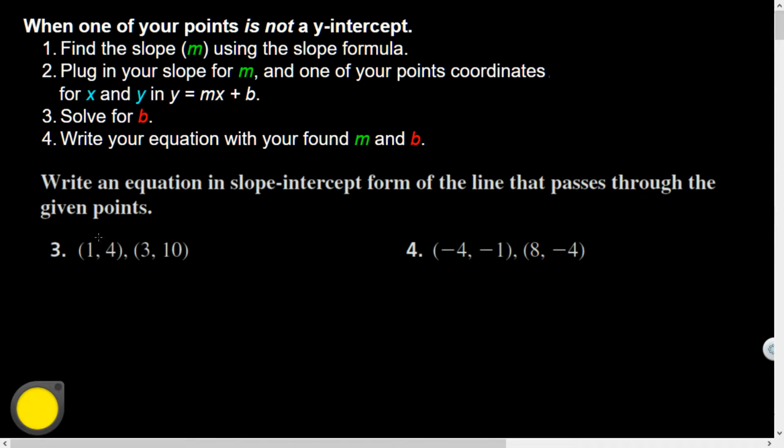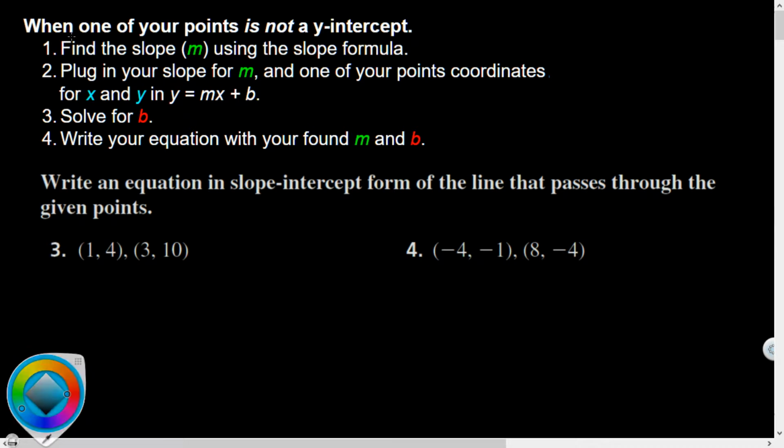Notice for this particular problem, neither of these points is the y-intercept. How do I know neither of those is the y-intercept? Because none of them have 0 as their x-coordinate. A y-intercept will always have 0 as its x-coordinate. So I've outlined 4 steps for what to do if none of those were my y-intercept.